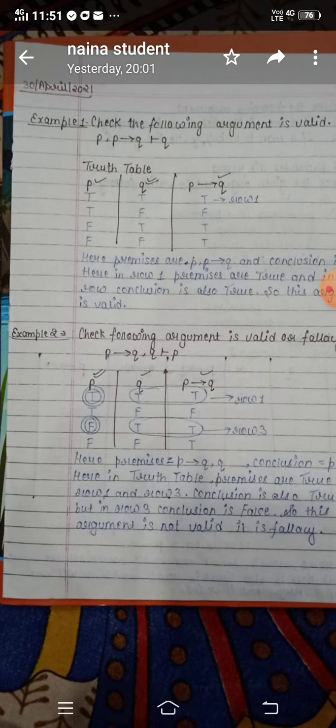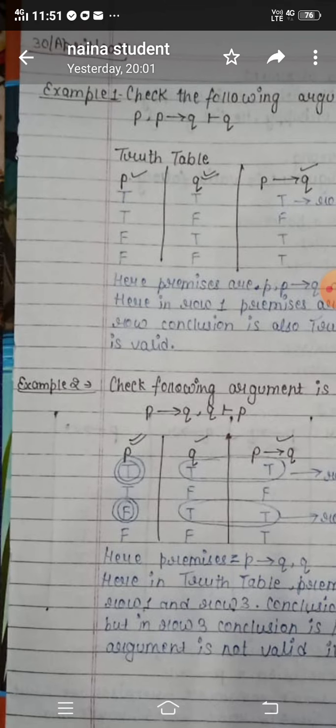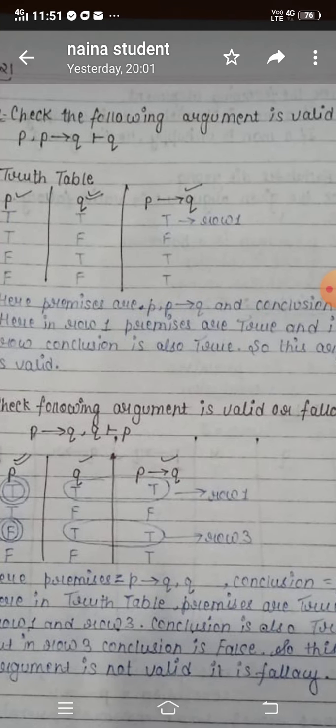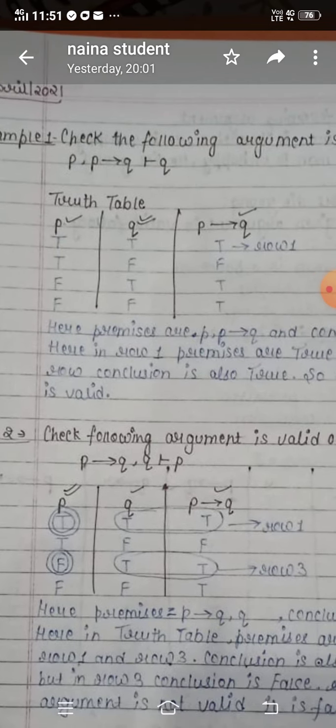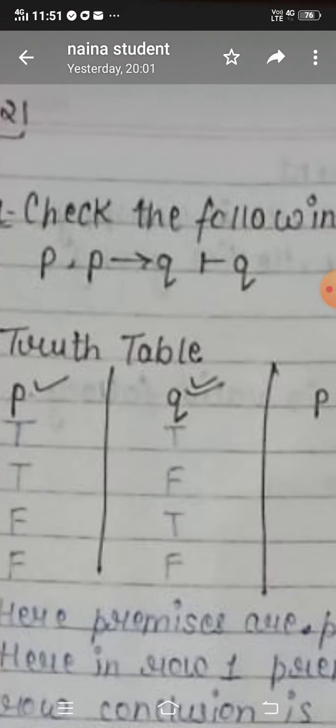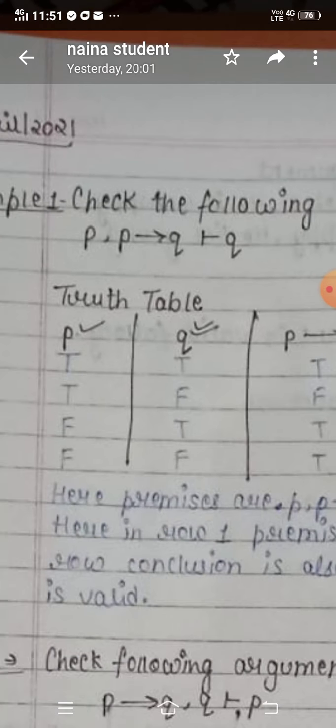So first of all we must know the definition of argument. The definition is, if the conclusion is also true whenever the premises are true, then it is valid, otherwise it is fallacy. So in the first example we will have to check whether the given argument is valid. Here we can see written P comma P implies Q, then there is the symbol of argument, afterwards Q. Here P comma P implies Q, argument Q.